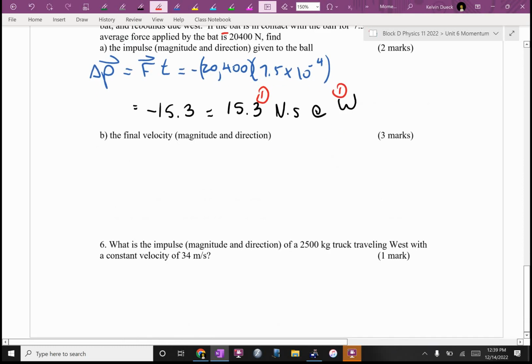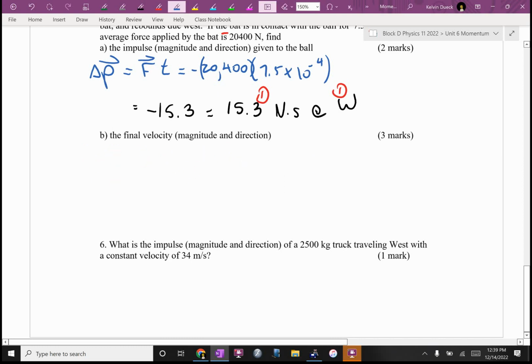B is going to be a bit trickier, I can tell, because Mr. Dewick made it worth 3 marks, which probably means it's got an extra step or 2. They want you to find VF. Again, let me emphasize, I would have no problem, don't write this down, if you went VF equals question mark. Well, I know VI. I know T. I can find A by going F equals what, MA. And if you do that, totally fine.